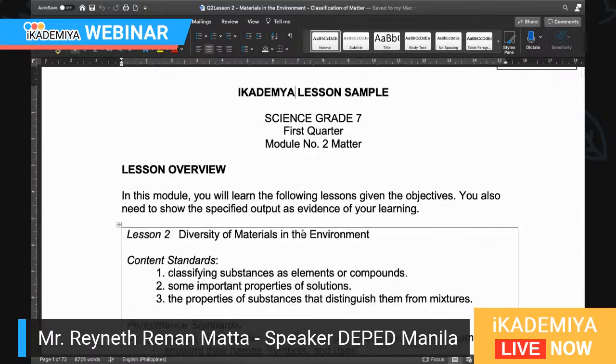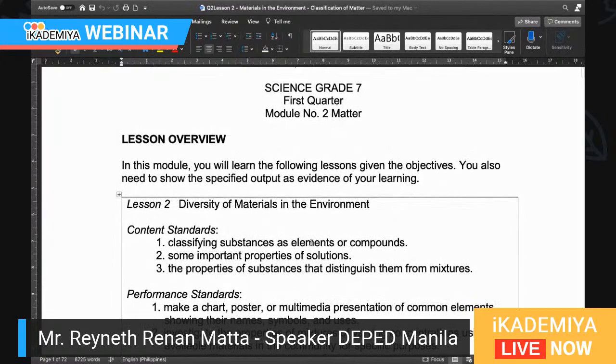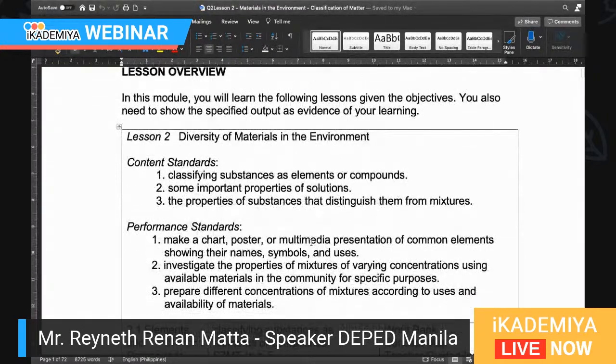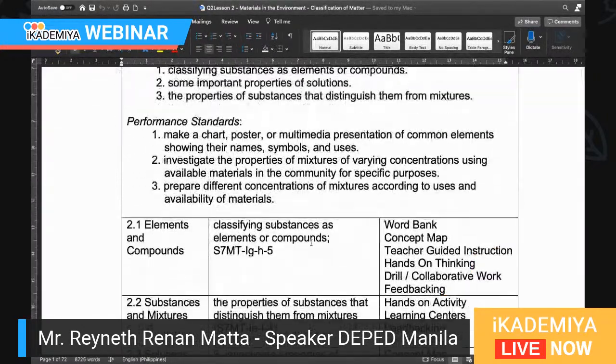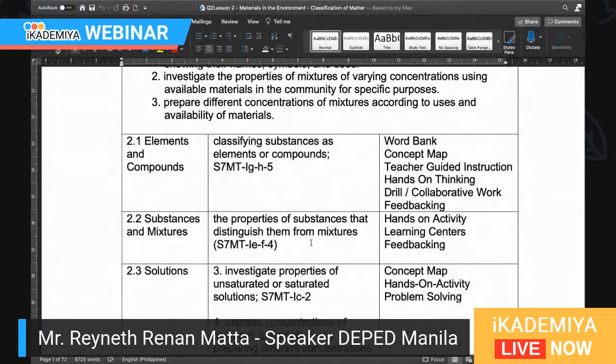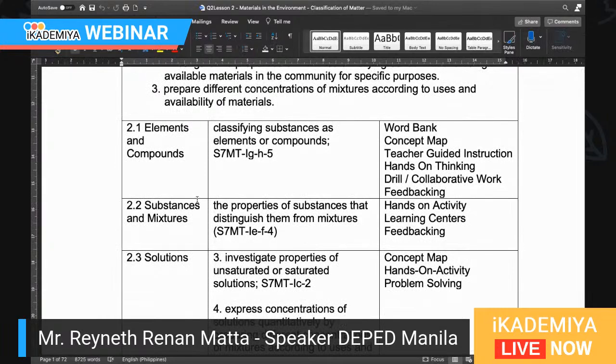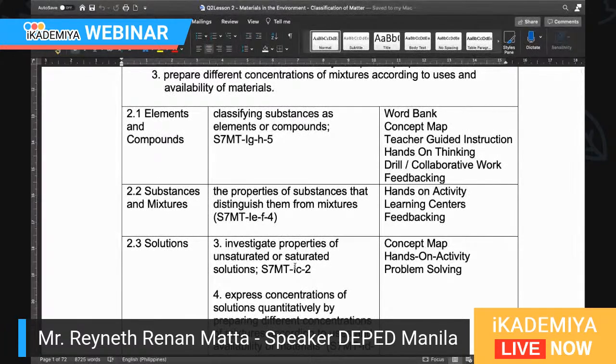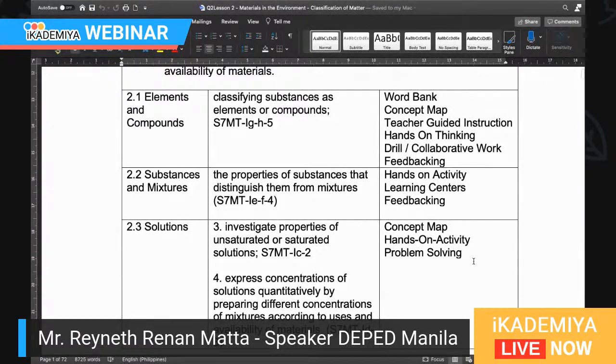Look at the module. They have the title. They have the overview of the lesson. They have the content and performance standards. And of course, the lesson itself is aligned with the MELC. What is good here is that they have the title, they have the objective, they have the code, and they have at some point the activities that the students will be doing in the module.